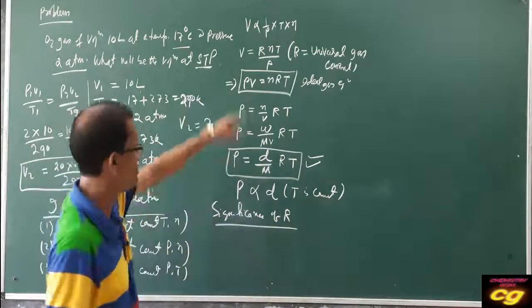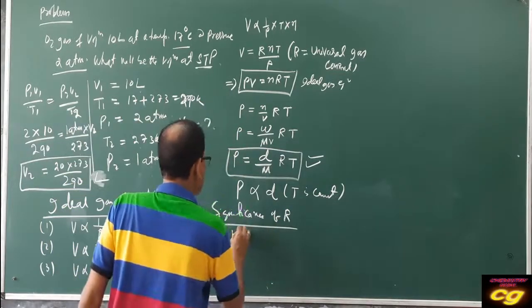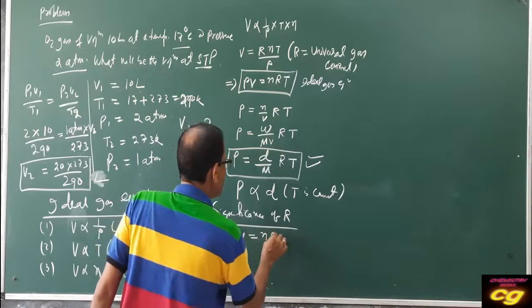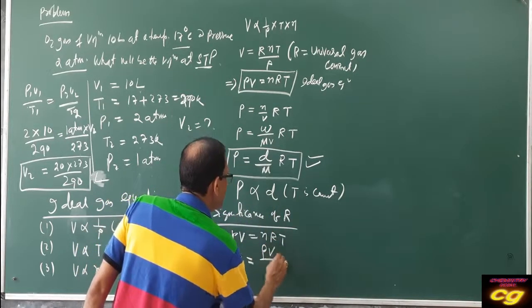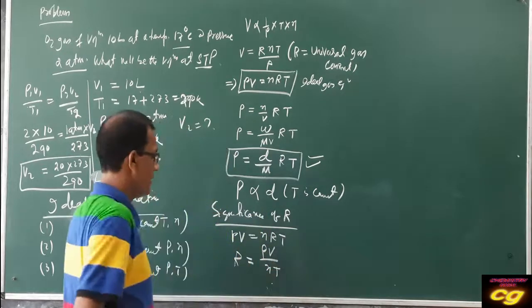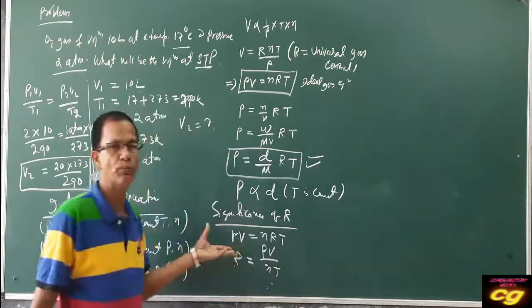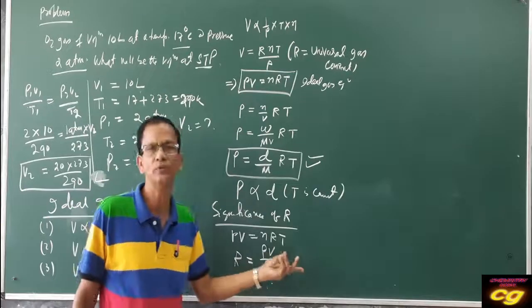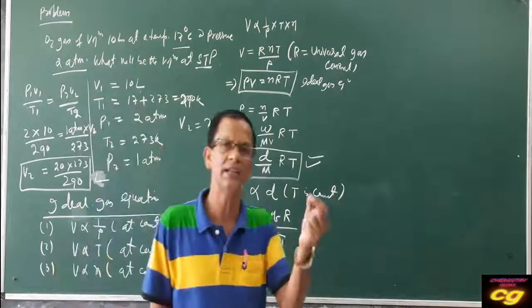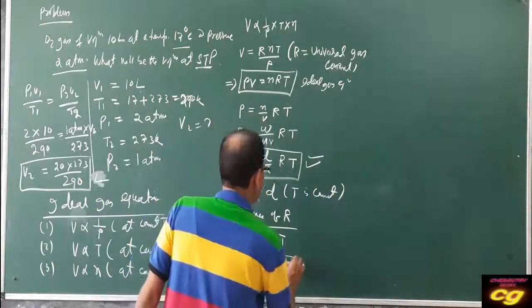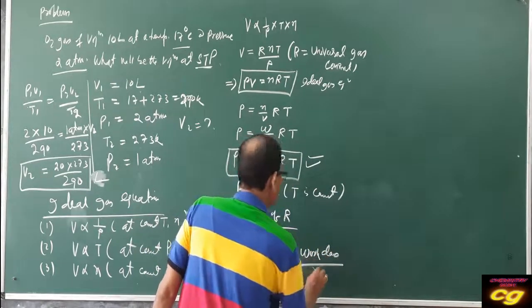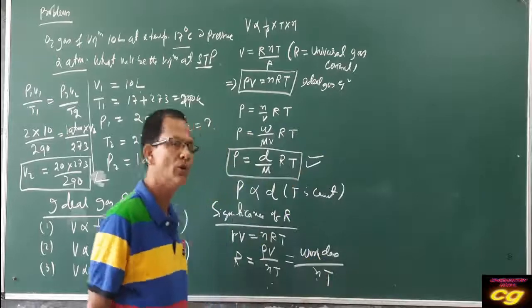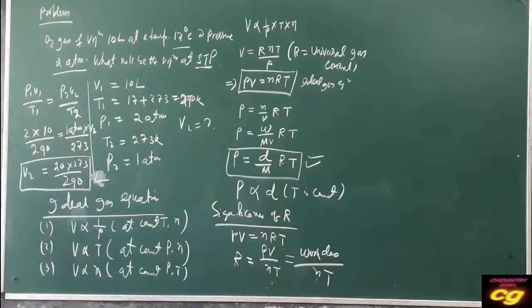As per the derivation, PV is equal to nRT. If so, what is the value of R? R is equal to PV by nT. PV, pressure and volume, if you multiply for any gas, there is work done. That means there will be work done upon n and T. n means number of moles, T means absolute temperature.